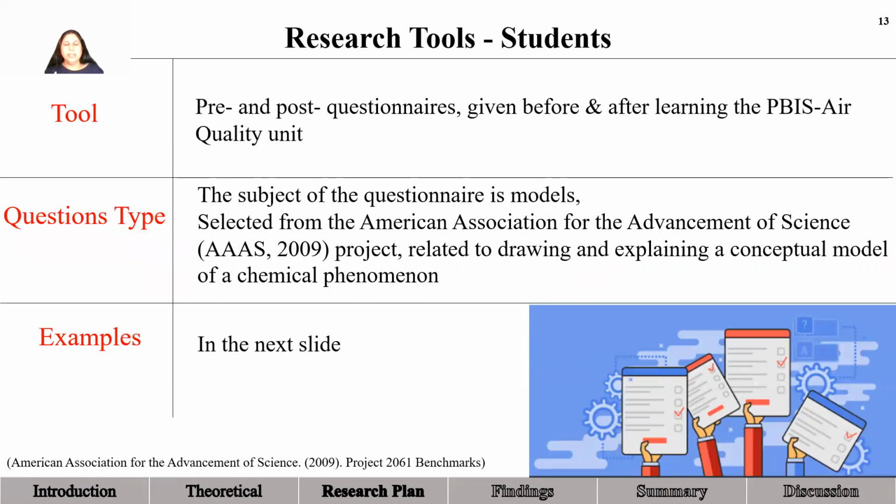The research tools used regarding students are pre and post questionnaires, given before and after learning the PBIS Air Quality Learning Unit. The questionnaires are model-based, selected from the American Association for the Advancement of Science project, which is related to drawing and explaining a conceptual model of a chemical phenomenon. Examples of close-ended and open-ended questions are given in the next slide.